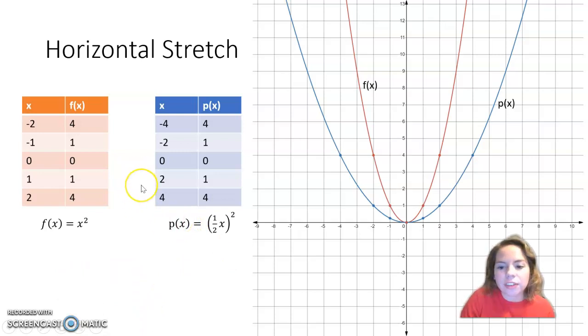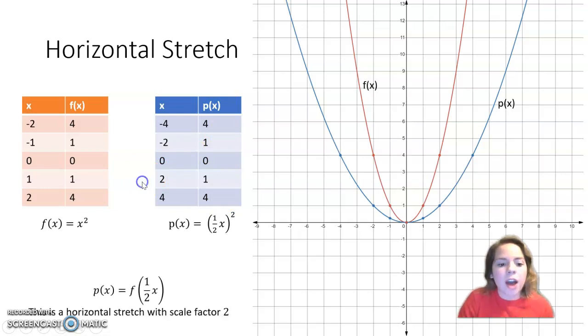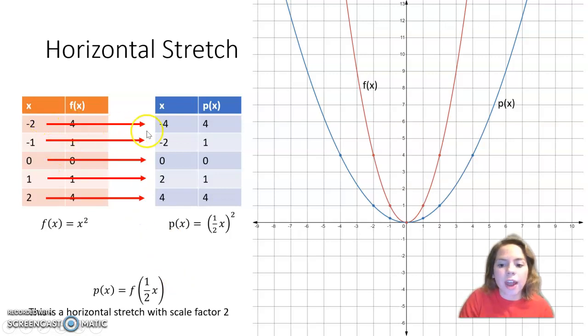What's interesting though is if you take a look at the x and the y values, you're noticing the y values are all the same. That makes sense because it's a horizontal stretch, so it should be the x values that are changing. However, when you look at those x values, you're going to notice that they are actually multiplying by 2. So even though the equation is p of x equal to (1/2 x) raised to the second power, our scale factor is actually 2. Even though the equation has the 1/2 in there, the scale factor comes out to be 2 because look at all those x values.